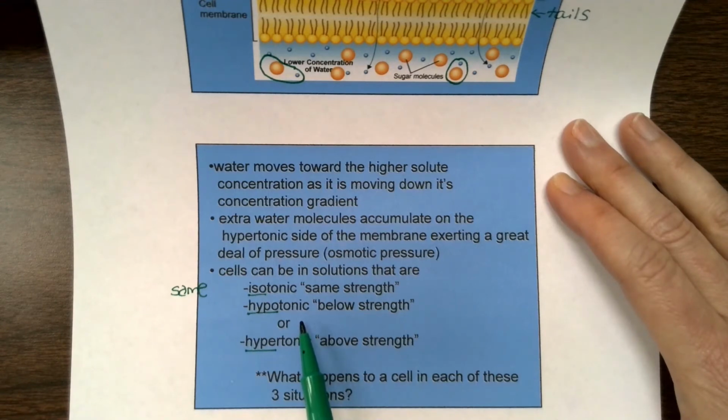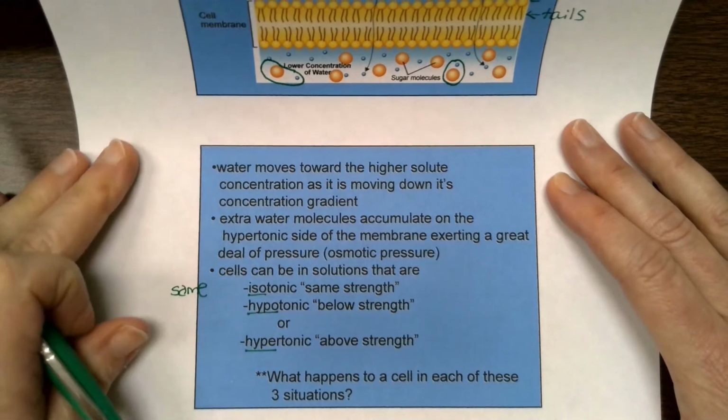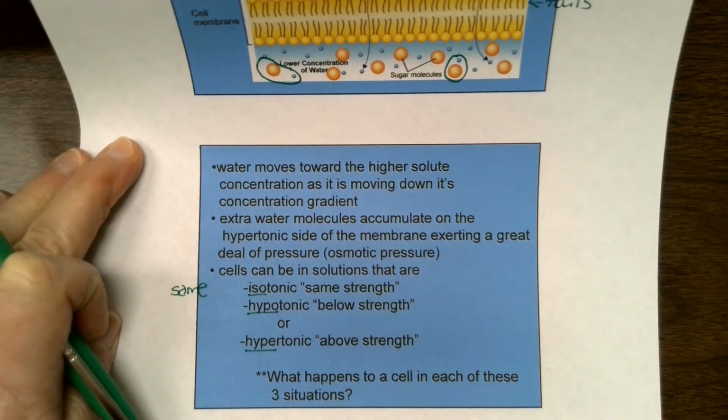If they're in a car wreck in the middle of a snowstorm, their body temperature could drop really low if they get stranded and nobody can find them, just as an example. So we're going to go through what happens to a cell in each of these three situations.